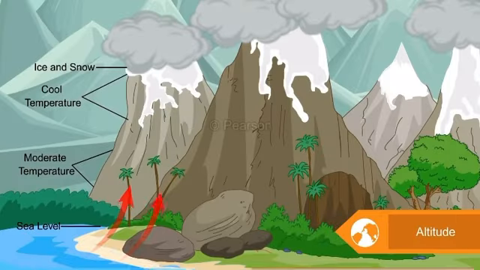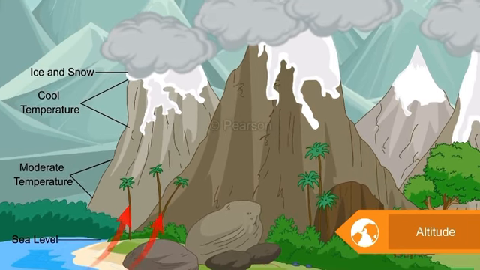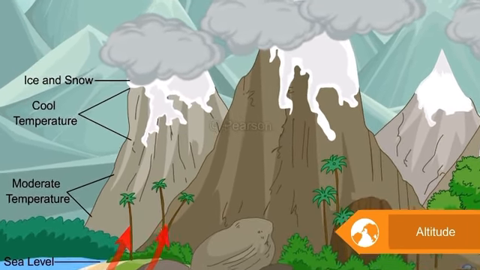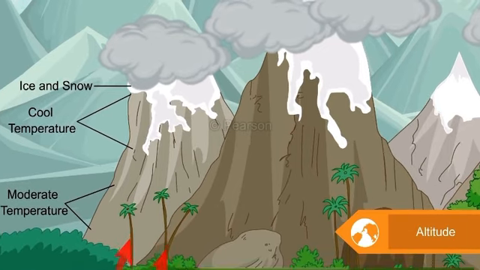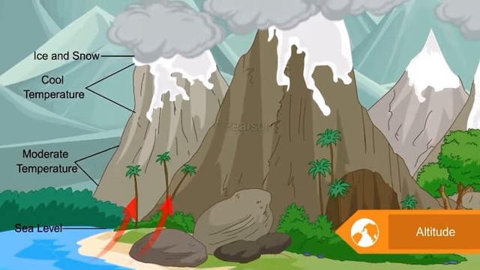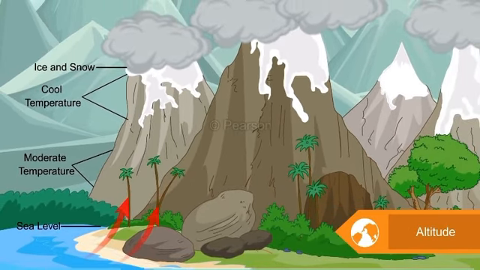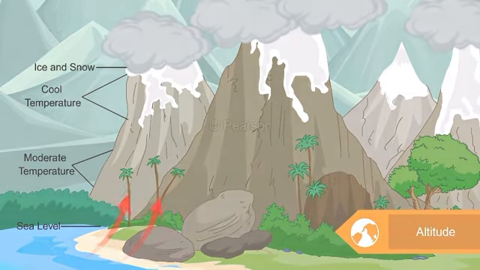2. Altitude. Altitude, or the height above the sea level, affects the climate because as we go higher, the air receives lesser heat from the ground and becomes cooler. This decreases the temperature of the place. Thus, the climate becomes cooler with the increase in altitude.